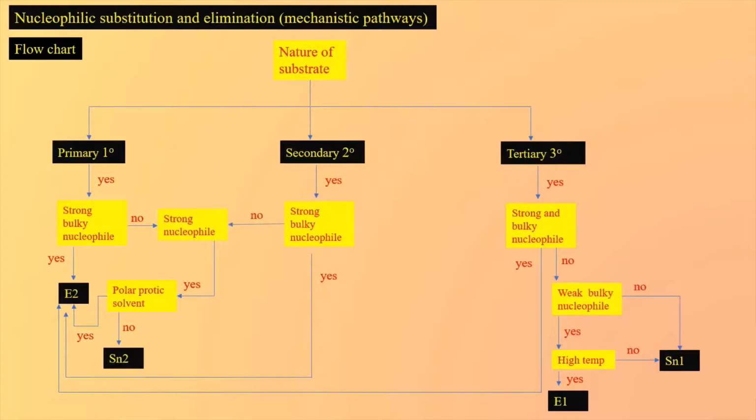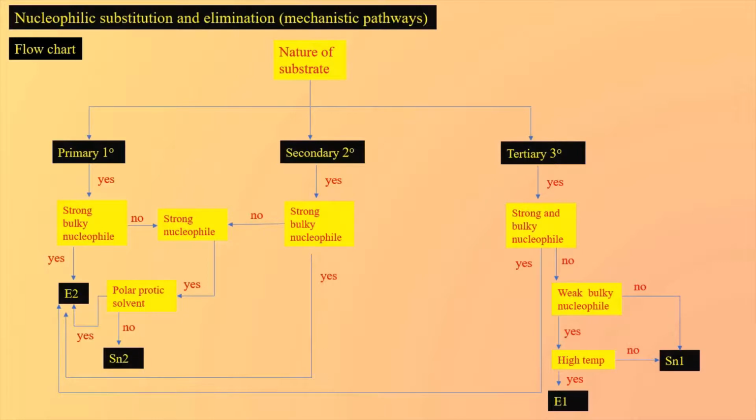Say if you say no, it's not strong and bulky, then you ask the question, is it a strong nucleophile? And if you say yes to that, then again you ask the question, is it a polar protic solvent? Again, if you say yes, then you go to an E2. If you say no, it's an Sn2. Does that make sense? Like how it's all so related and beautifully structured, and there's no magic or rocket science behind it. It is simple, straightforward science.